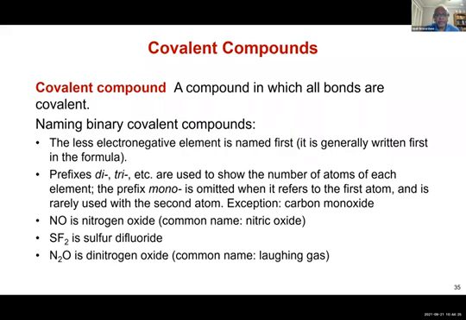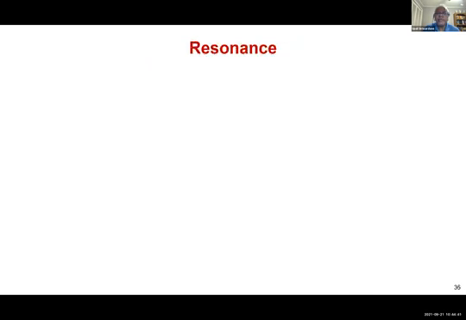Dinitrogen oxide. There are two nitrogens. Common name is laughing gas. Dinitrogen oxide seems to make people laugh, so that's where the name came from. We're going to look into more naming in question and answers.